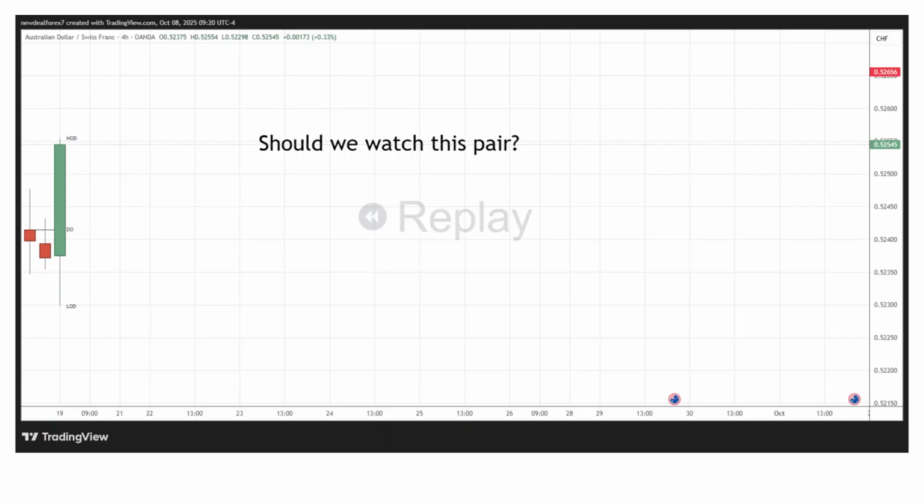Okay, so should we watch this pair? No. Why not? Because the move's pretty much already happened. All right, 1, 2, and then in the 1 o'clock hour, price swept the low. This would have been the candle range right here. Okay, price swept the low and closed all the way up here.